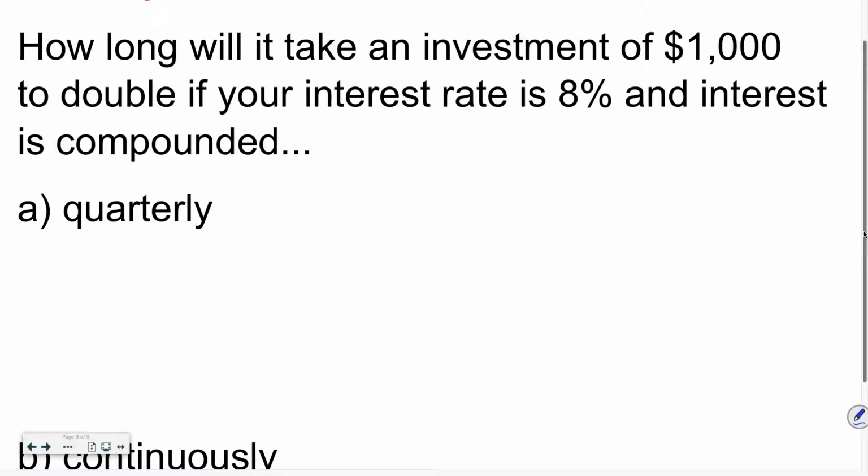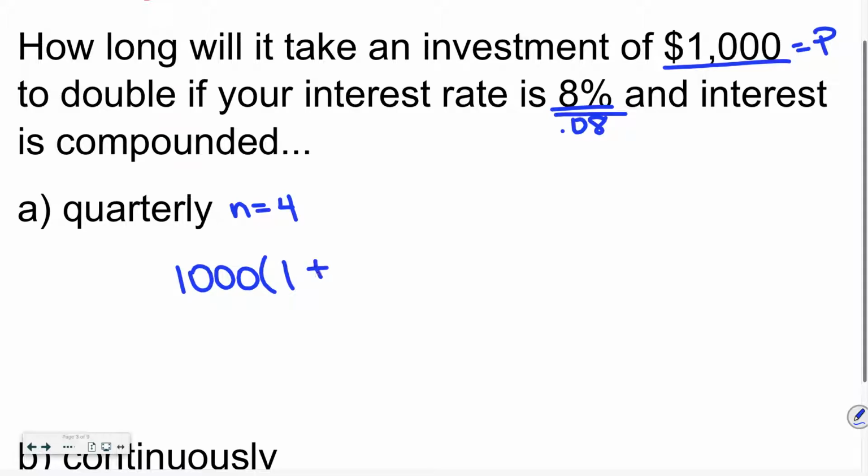Okay, so our $1,000, that's what we're starting with. That's our principal amount. Remember our rate is 8%, so we changed it to 0.08, and quarterly means that n is 4. Quarterly is 4 times a year. So we have $1,000 times 1 plus our rate over n, all to the nt. And if we want this to double, what's our amount? 2,000.